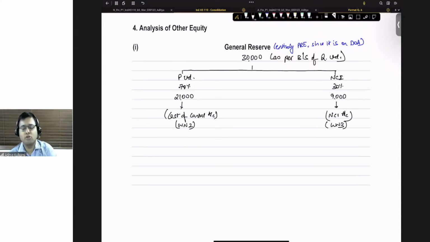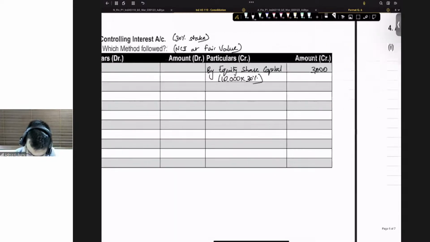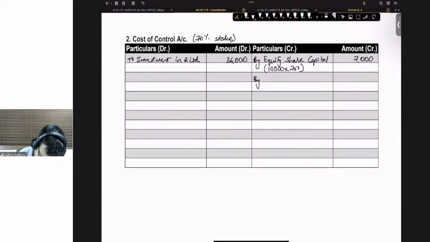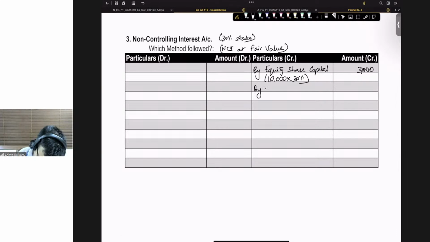Okay, so this entry we can give immediately. By pre general reserve from working note 4, 21,000. For NCI it actually doesn't matter whether it is pre or post, because for them it is only about the share. By pre general reserve 9,000.